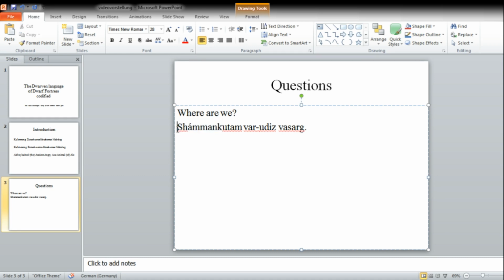So I think probably shaman wouldn't actually be used. It would just be kutam varudid vasar. Speaker, be present where. Where is the speaker? Where are we? The we is implied by the context. If you're in a group and you've just arrived at a place and you say kutam varudis vasarg, well, that refers to everyone in the group, not just you. It implies everyone else in the group. However, you could also use the adjective shaman to mean many.